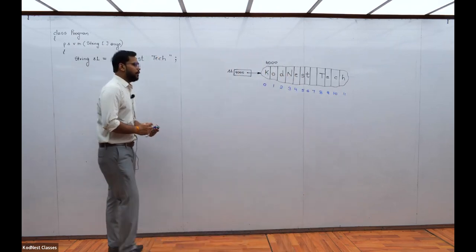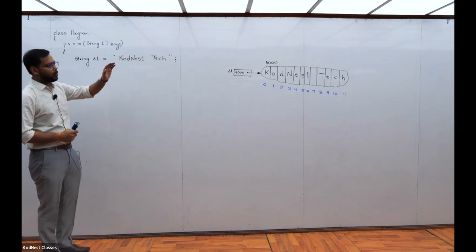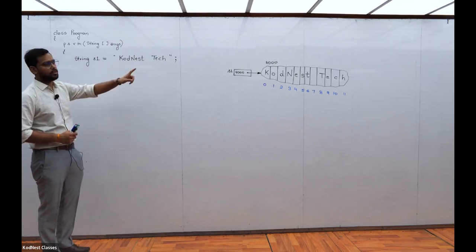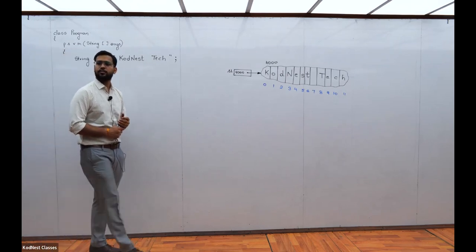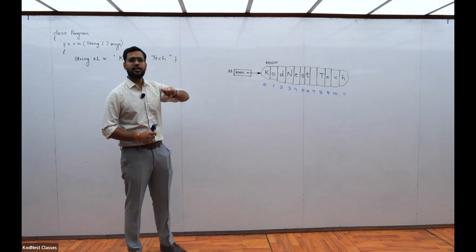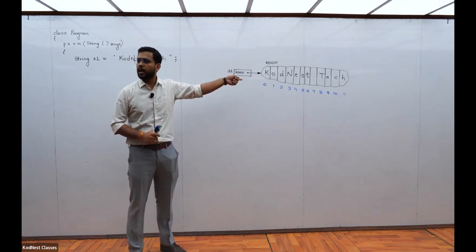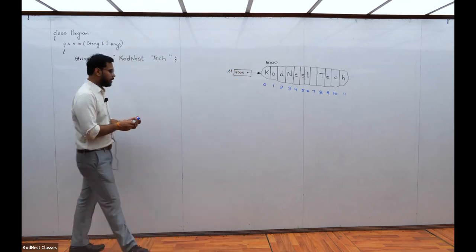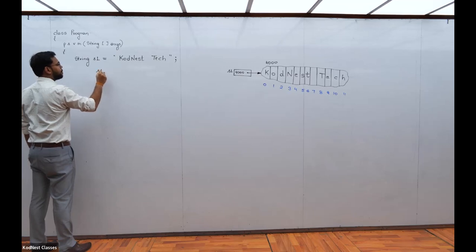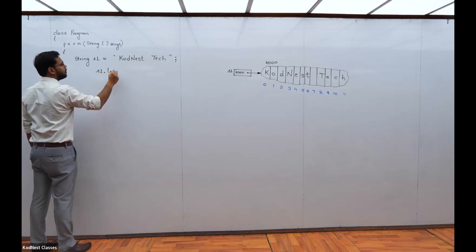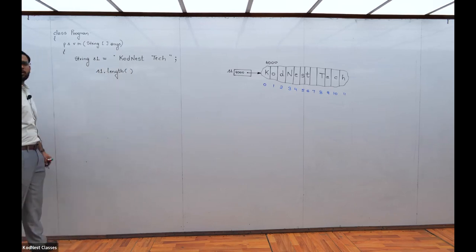Now there are a few inbuilt methods which are present inside the string. Assume that I want to know the total number of characters present inside the string, that is, what is the size or the length of the string. For that, I can use one method, and that method happens to be the length method.